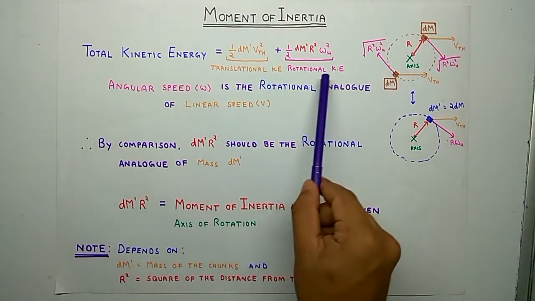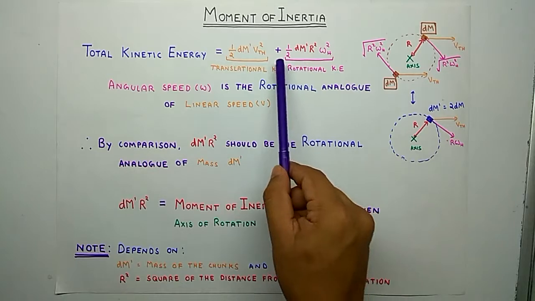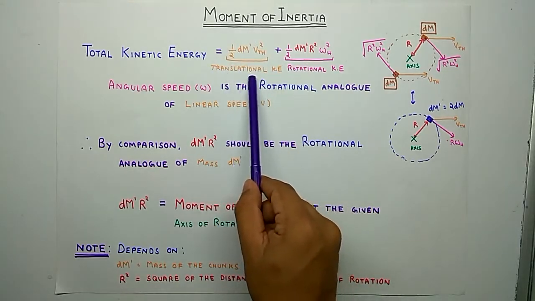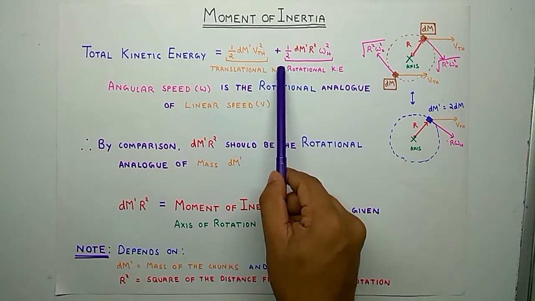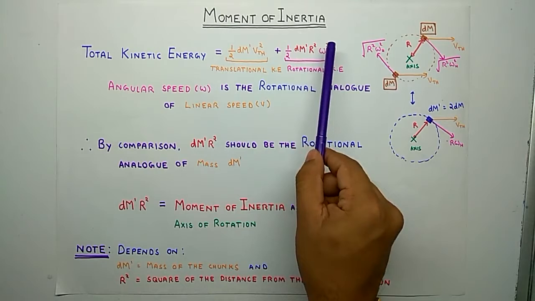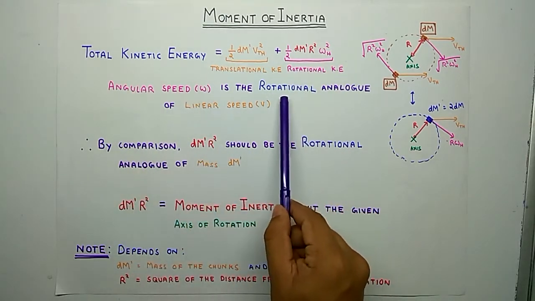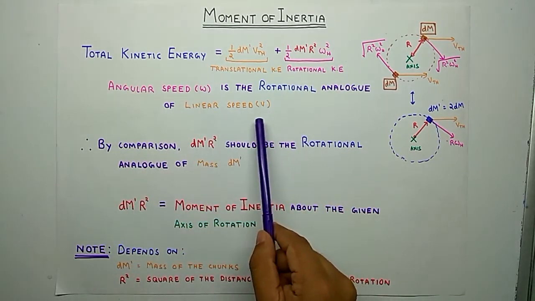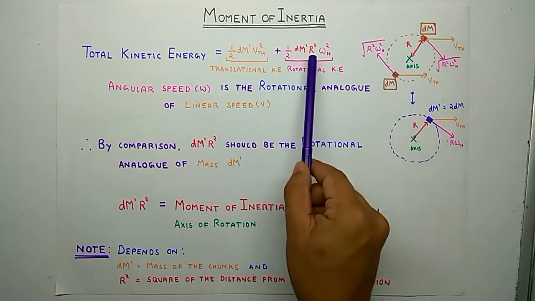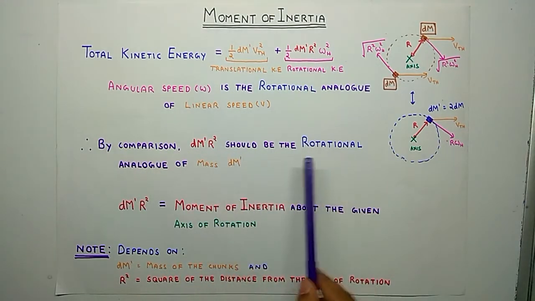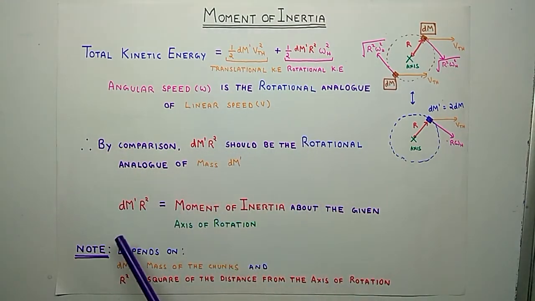Now, let us look closely into this equation. Clearly, this part is due to the translatory motion, so this is called the translational kinetic energy, and the second part, which is due to rotation, is called the rotational kinetic energy. We know that angular speed is the rotational analog of linear speed. So by comparing these terms, we can conclude that dm dash r square must be the rotational analog of mass dm dash. This term is called the moment of inertia of this system about the given axis of rotation.